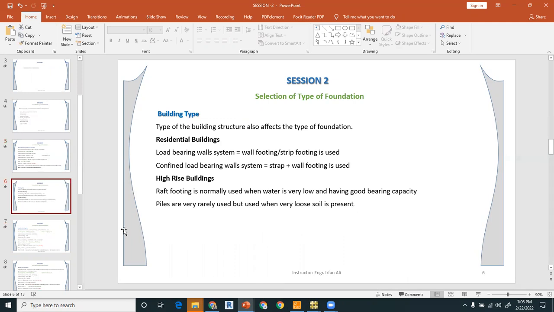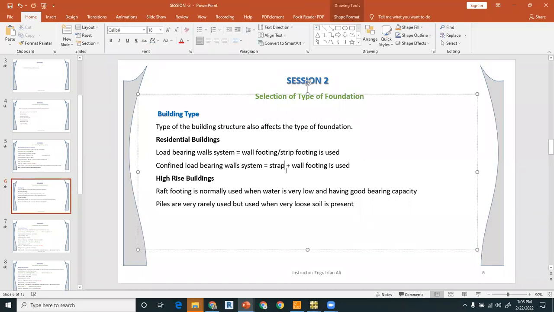The second factor is the building type. The type of building superstructure also affects the type of foundation, but this very rarely happens. For the residential building, if it is the load bearing wall system, obviously you have to go towards the wall footing or step footing. But if it is the confined load bearing walls, if it contains the columns between the junction or the joint of the walls, then you have to use the combination of the footing, which is the strap footing or wall footing.